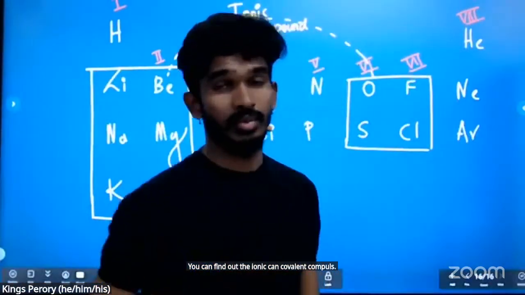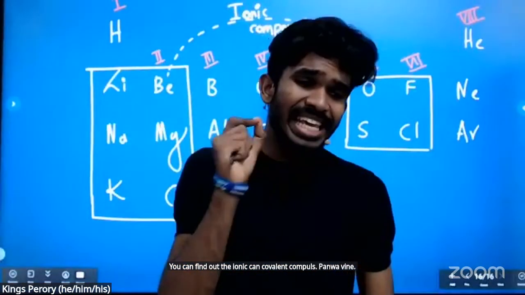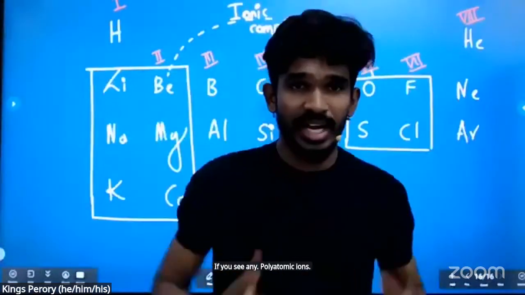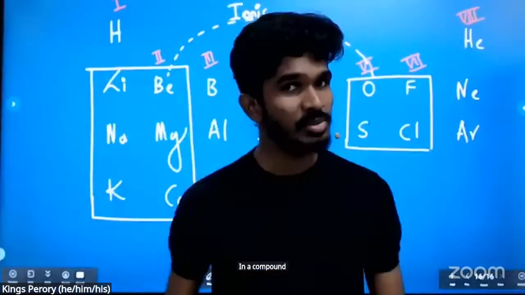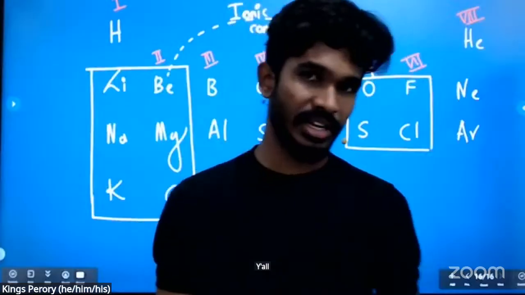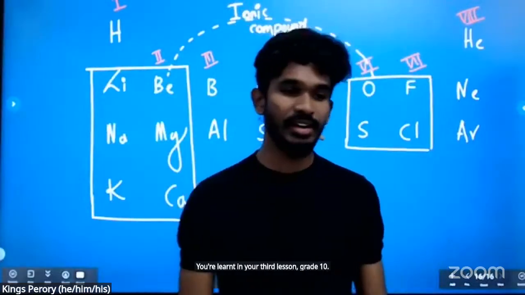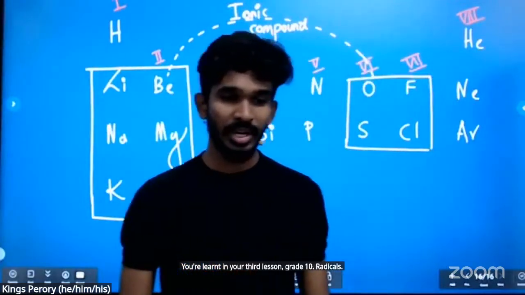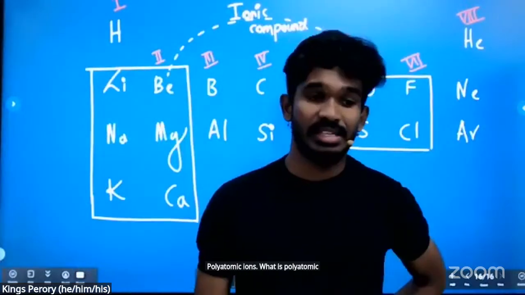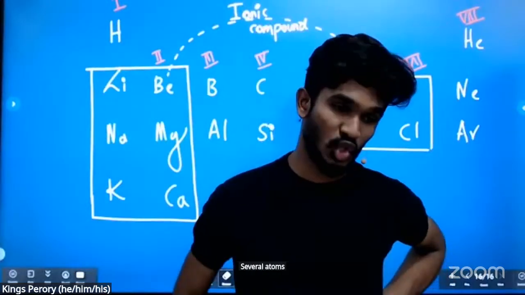One more point. If you see any polyatomic ions in a compound, polyatomic ions means, can you remember radicals? You all learnt in your third lesson, grade 10. Radicals, polyatomic ions. What is polyatomic ions? Several atoms with a charge.